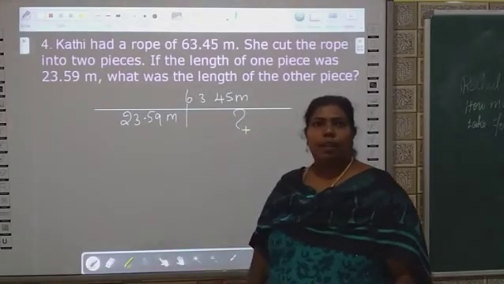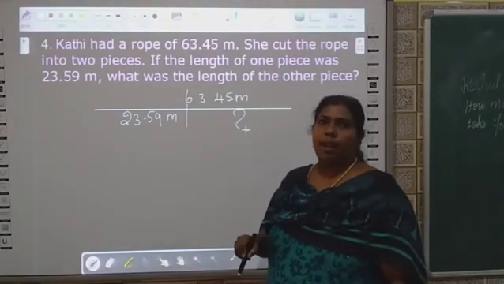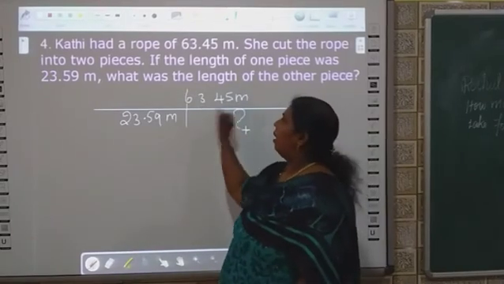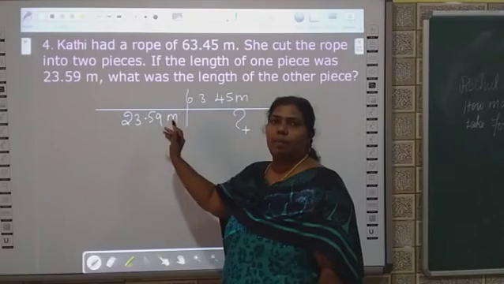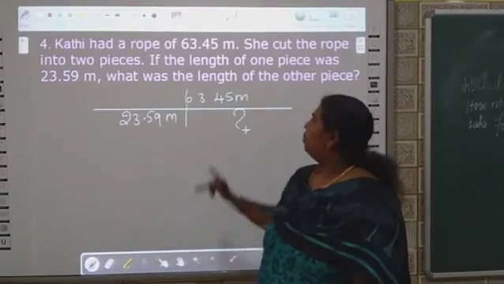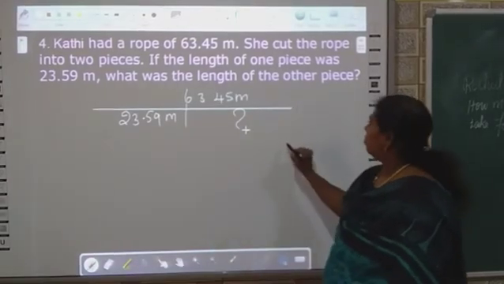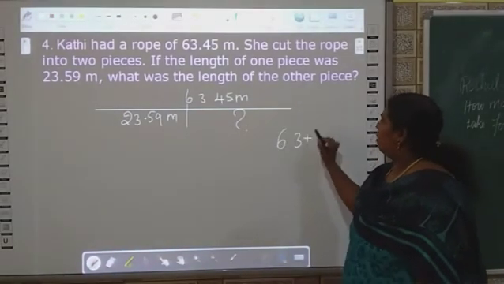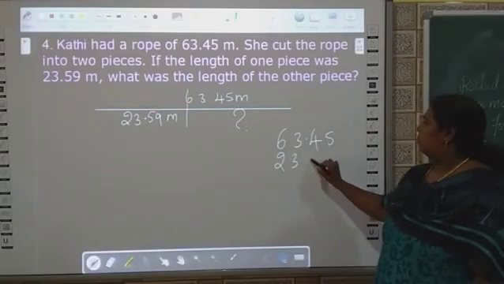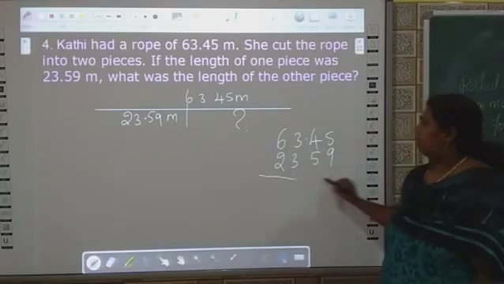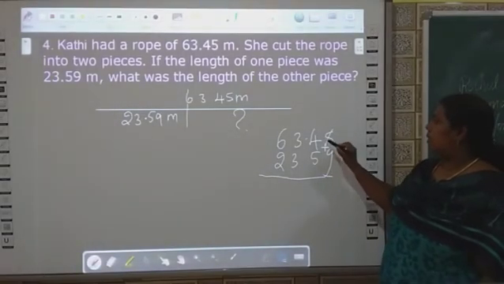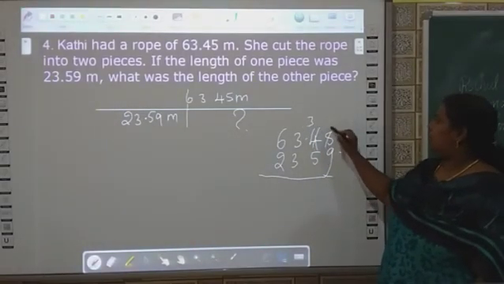So how to find it? We have to add or subtract. We have to subtract. Okay. Total length minus how much she cut, that value means we will get this length. So subtract this value. 63.45, here 23.59. Subtract. 5 minus 9 is not possible. Then borrow from here, 3, here 15.